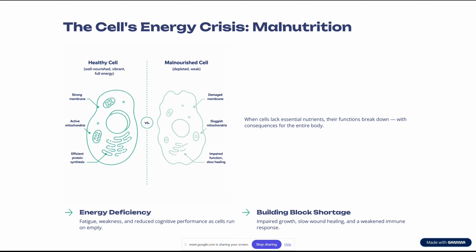Take your breakfast at the right time, your lunch as well at the right time, and your dinner at the right time as well. So don't skip your meals.